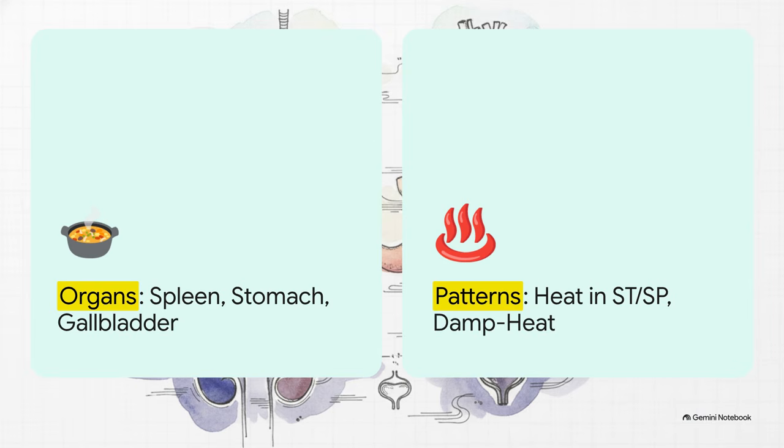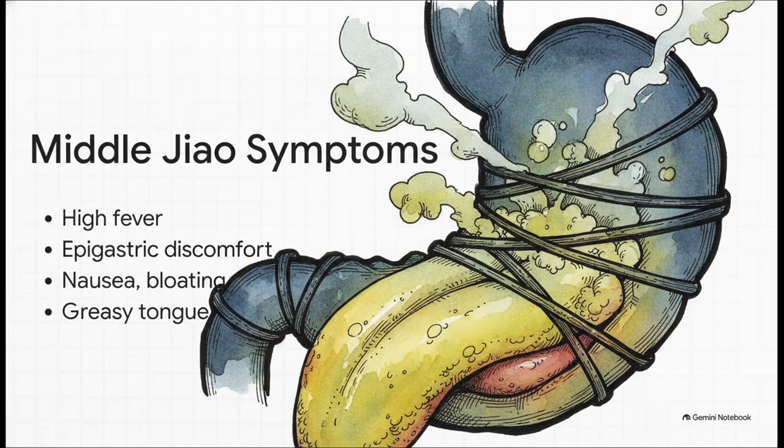Because their main job is transformation, they are incredibly susceptible to pathological patterns related to internal blockages. The most common culprits: internal heat affecting the stomach or spleen, and damp heat settling heavily right in the middle jiao. If that internal foam gets bogged down by heat or dampness, you are going to feel it big time through intense digestive distress. We're talking profound nausea, heavy bloating, high fevers, and epigastric pain.